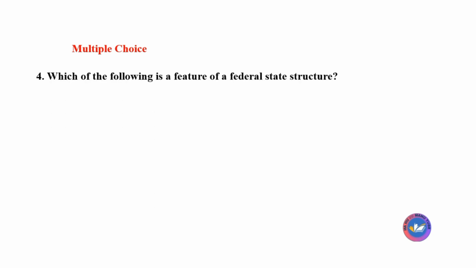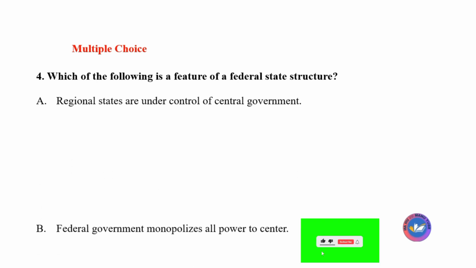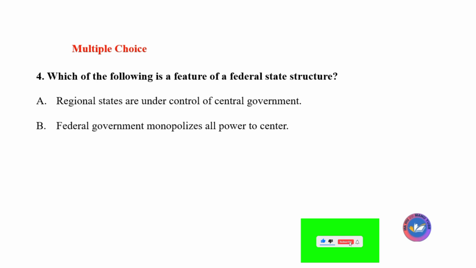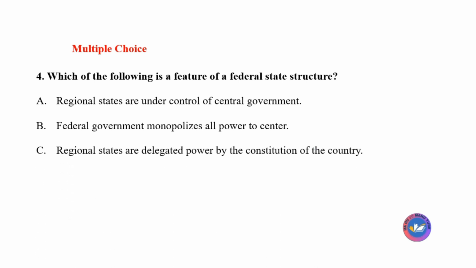Choose the correct answer. Question number 4. Which of the following is a feature of a federal state structure? A. Regional states are under control of the central government. B. Federal government monopolizes all power to the center. C. Regional states are delegated power by the constitution of the country. D. Majority of states in the world are federal in their nature.